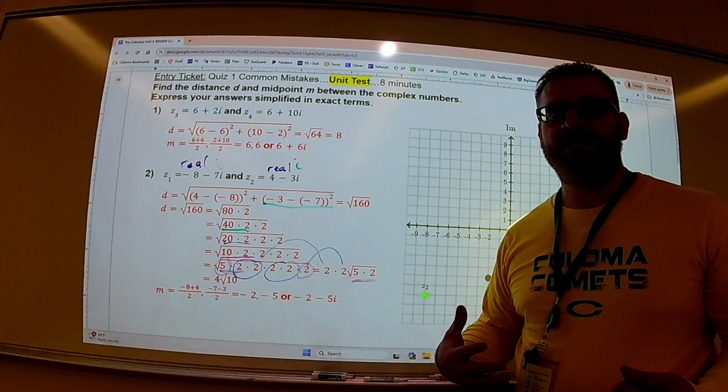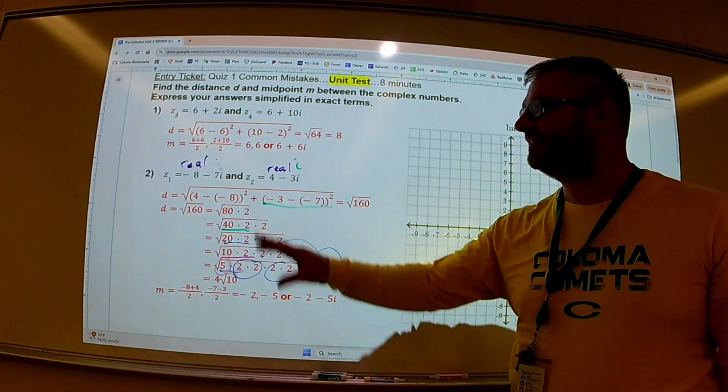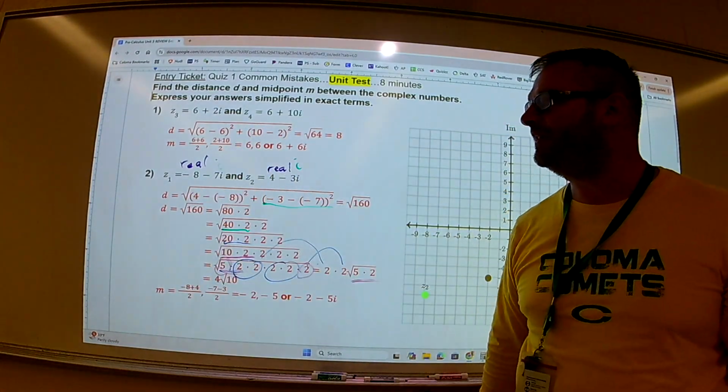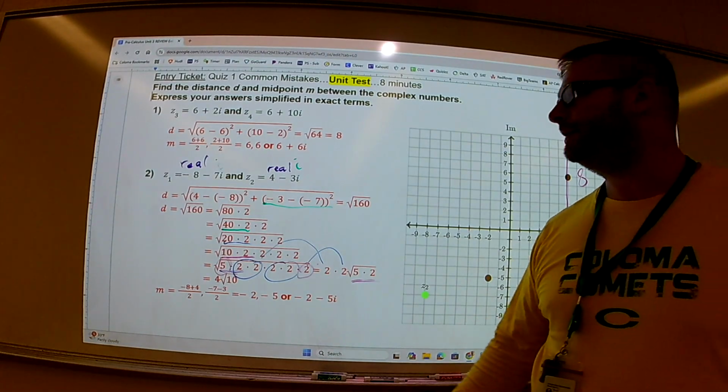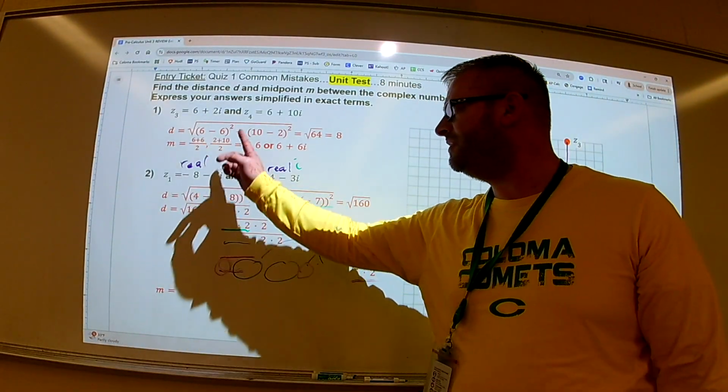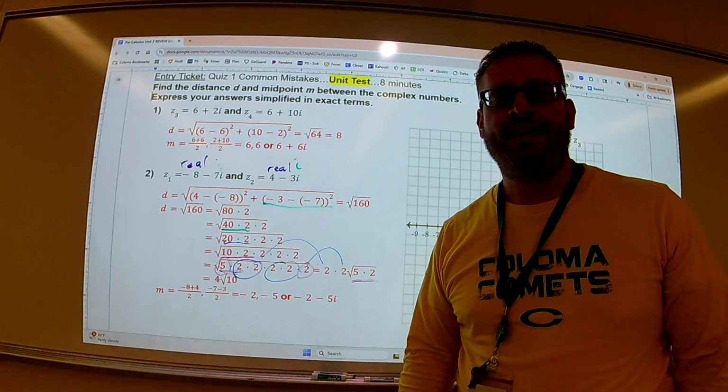So again, for distance, use the distance formula, subtract the real parts and the imaginary parts, take the square root, simplify correctly, and then for the midpoint formula, add the real parts and divide by 2, and add the imaginary parts and divide by 2.